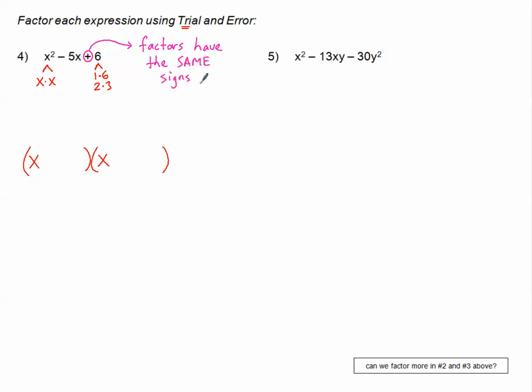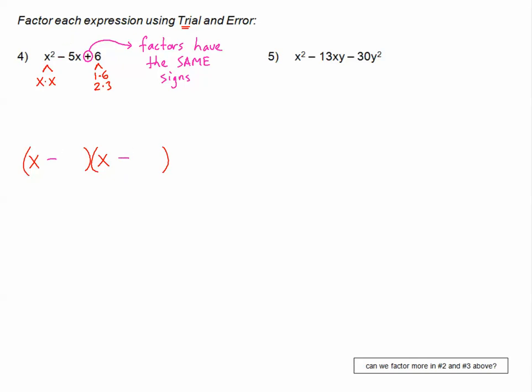They either both have to be positives or they both have to be negatives. They can't be one of each, because if one of them is positive and one of them is negative, this would be a negative 6, and it's not that. So if they have the same sign, then you can look at this sign to see what they are, and they're both going to be minus signs. They both have to be the same, and they both have to be minus signs. So I know that they're minus signs.